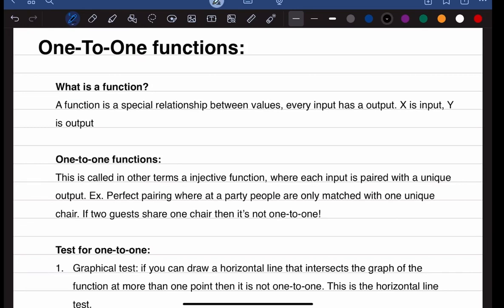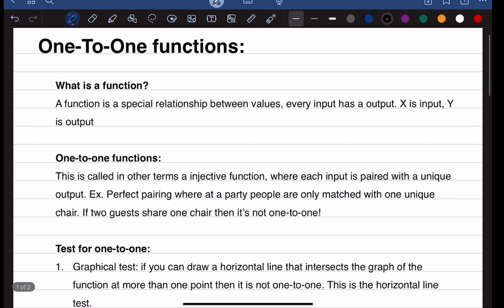In today's video, we are going to be discovering one-to-one functions, so let's get started. So, what is a function? As we know, a function is a special relationship between values. Every input has an output. X is the input and Y is the output.